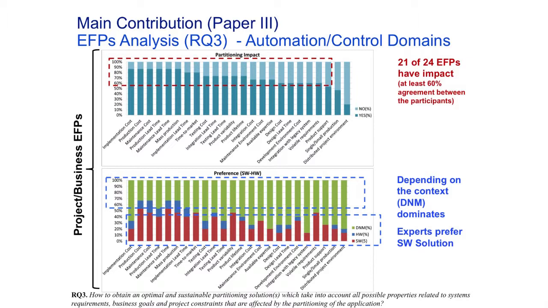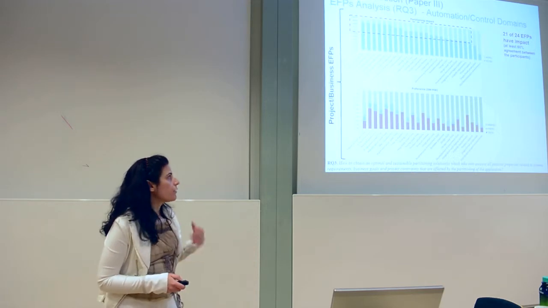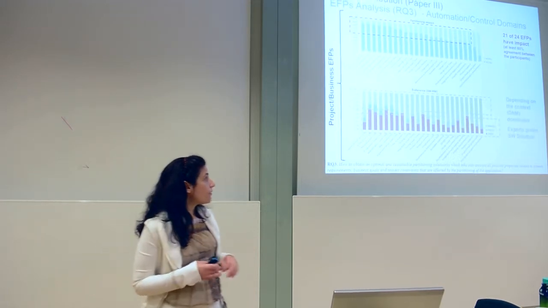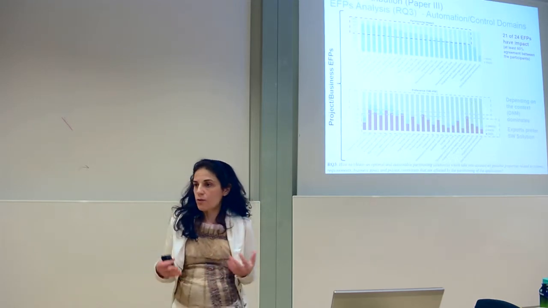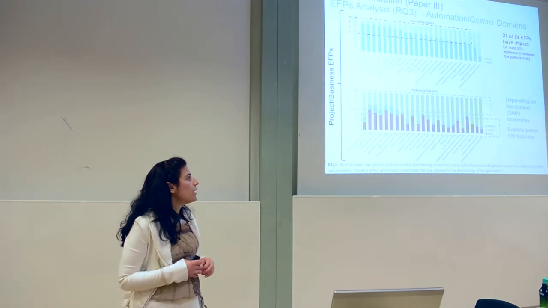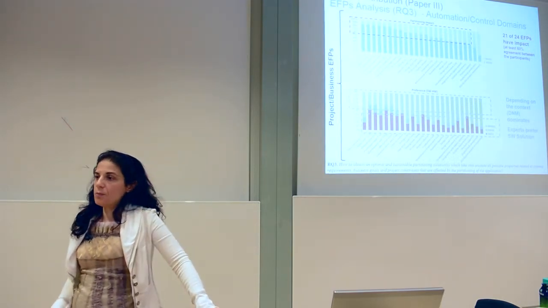The second question was whether, given these properties, experts prefer to implement in hardware or software, or whether it is not relevant in this context. Basically, the dominant answer was that it is not relevant in the context, but there was a limited number of experts who preferred to implement such properties in a specific way.